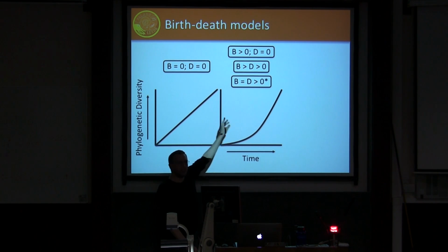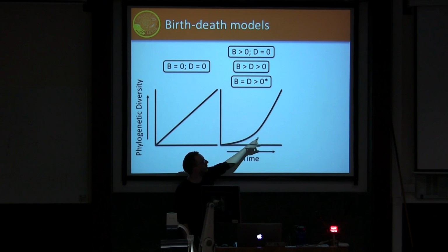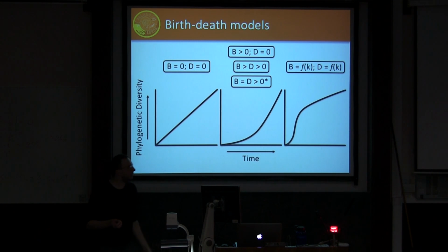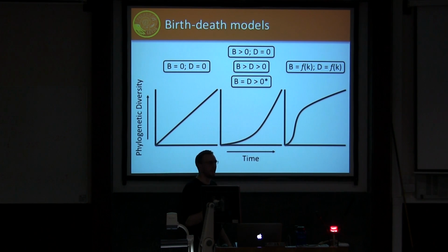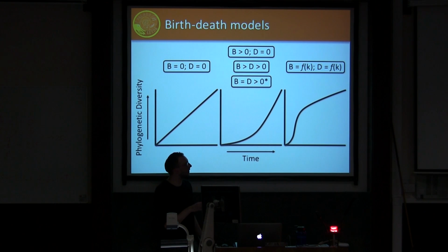But we find that it doesn't matter which one of these we use, with every one of them we tend to see phylogenetic diversity rise exponentially over time. Then we did a more complex diversity-dependent model. Our birth rate and our death rate were both dependent on our carrying capacity. We set it at 50 lineages.